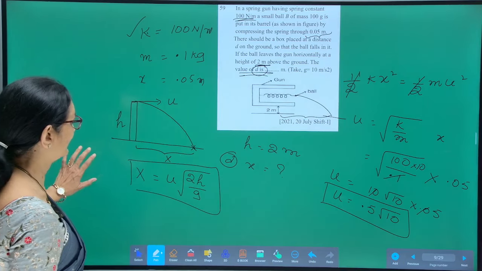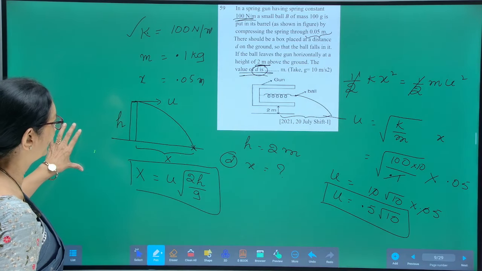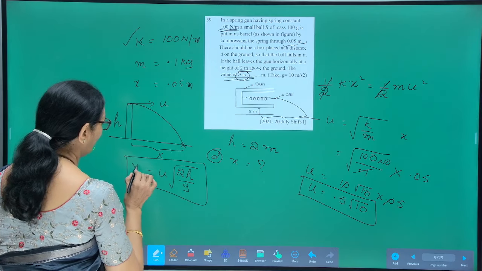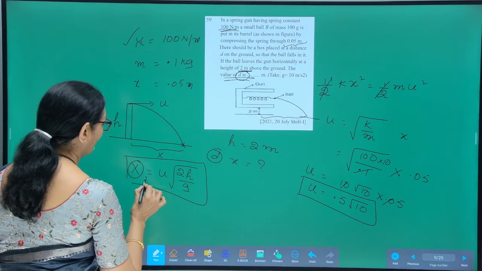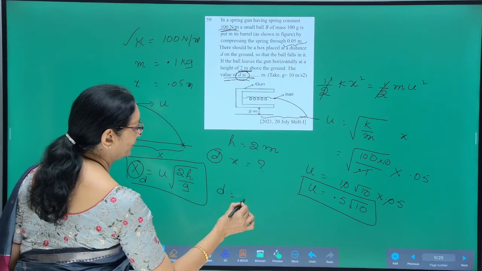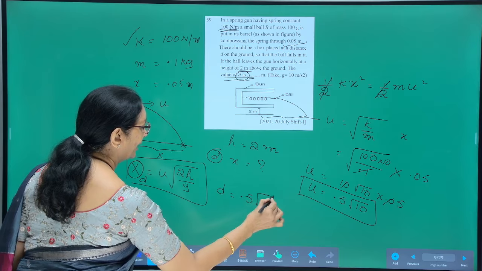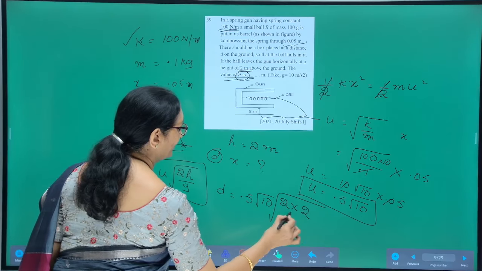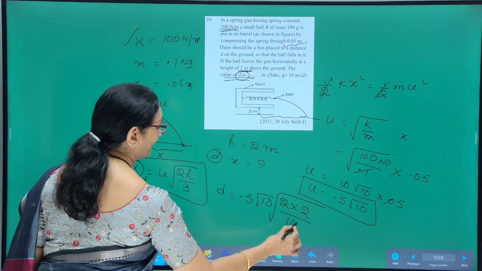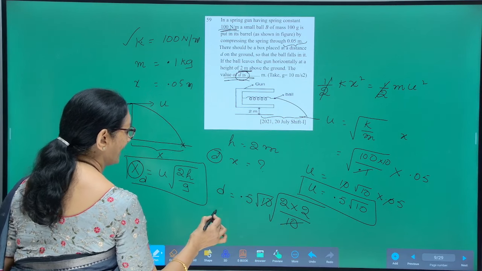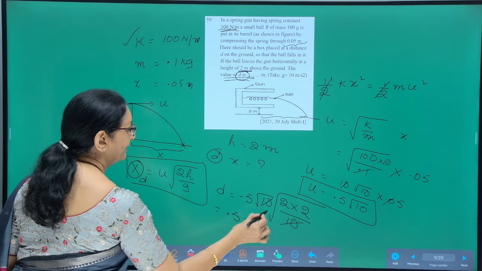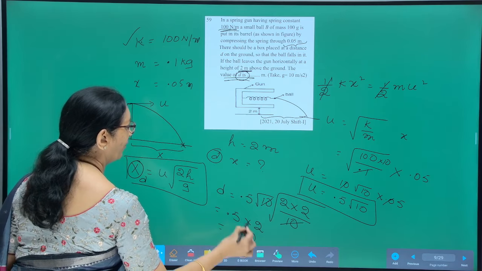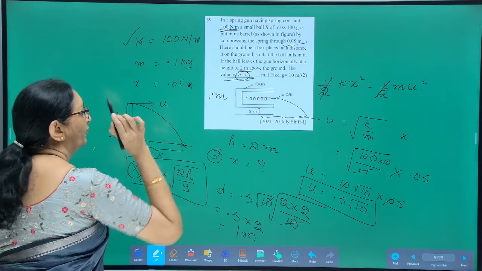Okay, just substitute that value of u in this formula for finding the horizontal distance. So, x, he has given it as d. So, d is equal to u, that is 0.5 root 10, times the square root of 2h by g, where h is given as 2 and g is given as 10. Root 10 gets cancelled. It is 0.5, 2 twos are 4, under root it is 2. It is just 1 meter. So, the answer is 1 meter here.